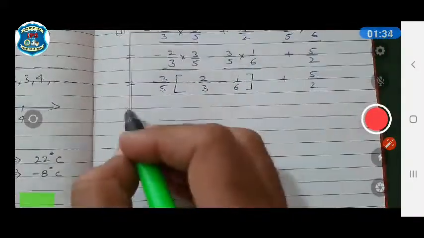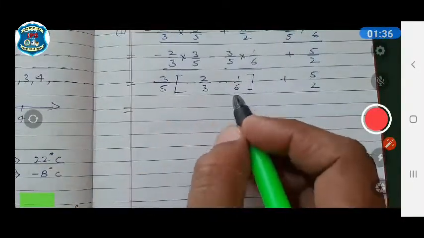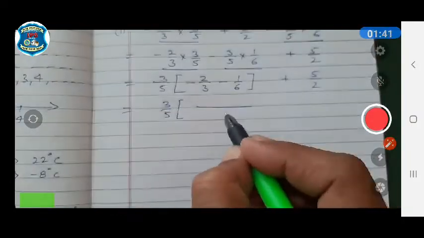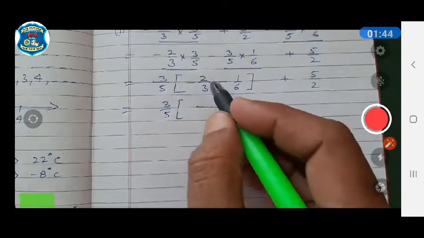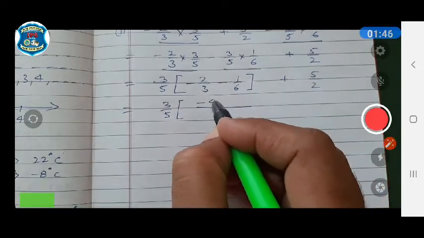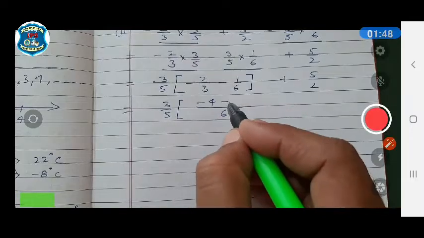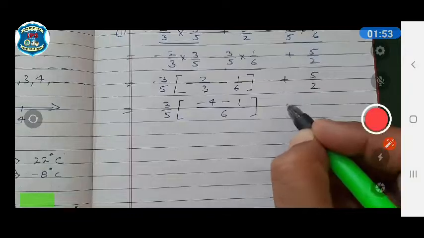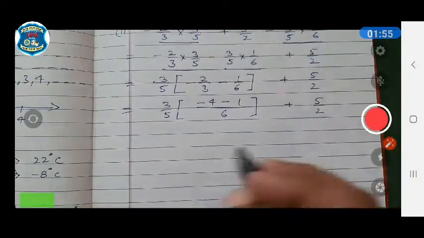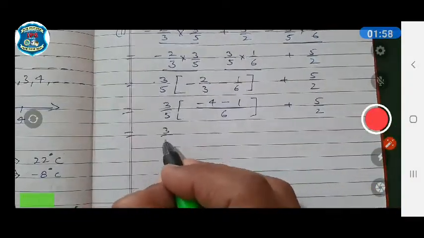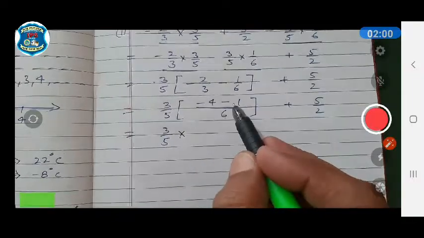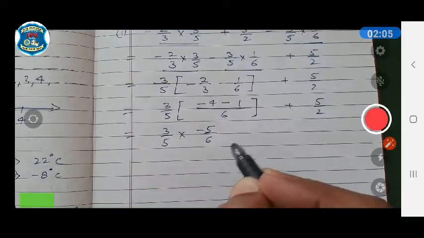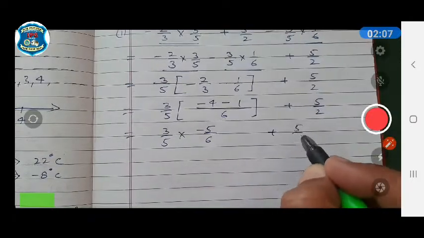Right? Now let us take the LCM of 3 and 6. This is 3 upon 5. In the bracket, the LCM is 6. 3 twos are 6 and 2 twos are 4, so minus 4. Then sign minus. 6 divided by 6 is 1, 1 into 1 is 1. Bracket close, plus 5 upon 2. 3 upon 5 multiply by minus 4 and minus 1, it is what? Minus 5. So minus 5 upon 6. Right? And this is plus 5 upon 2.